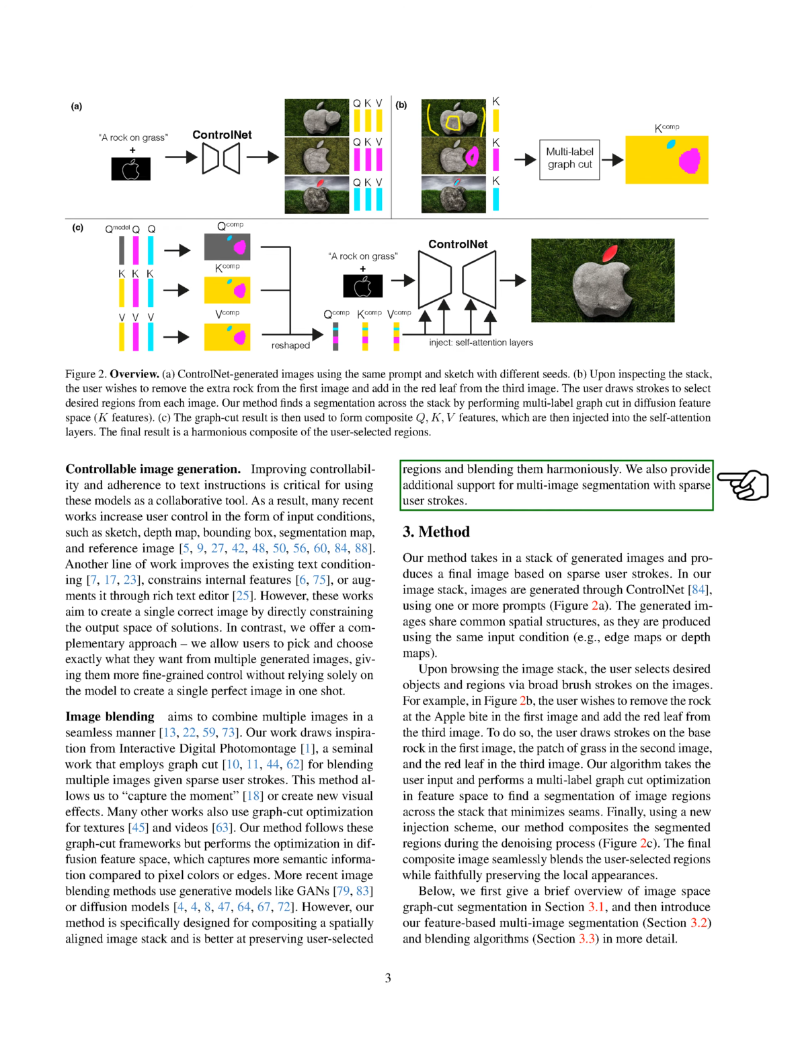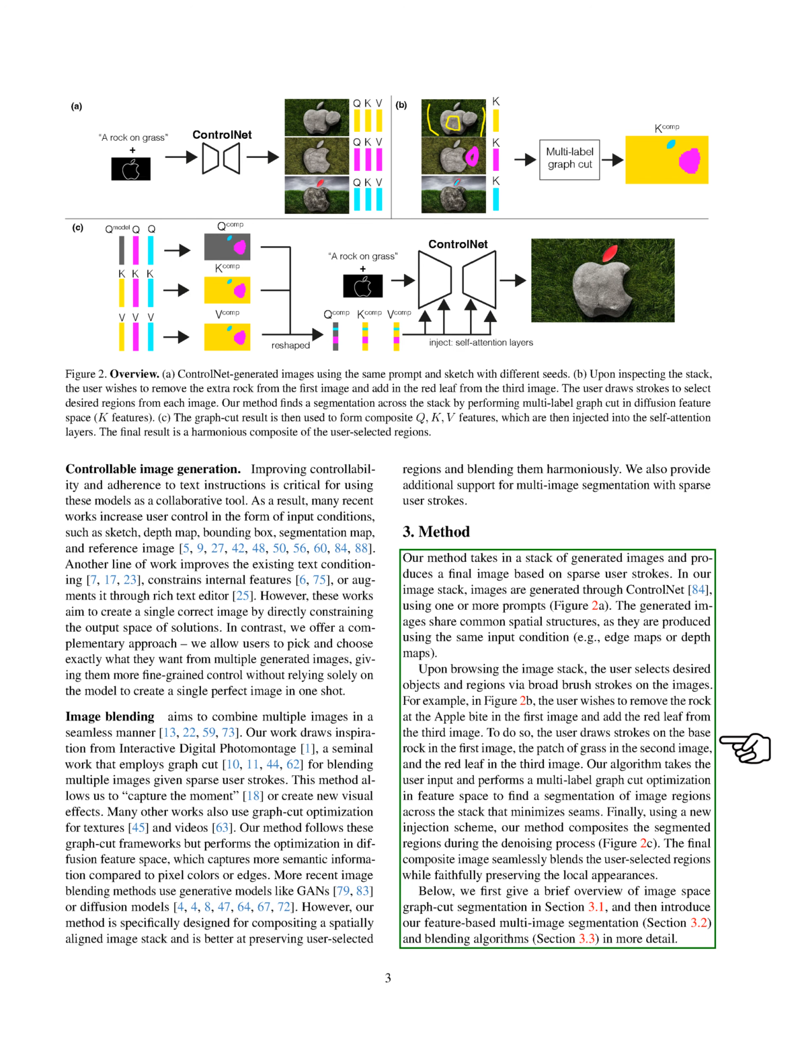Section: Method. In this section, we describe our method, which takes a collection of generated images and creates a final image based on sparse user strokes. Our image stack is generated using ControlNet with one or more prompts. The images share similar structures because they are created from the same input conditions, like edge or depth maps. As users browse through the stack, they can select objects and areas by making broad strokes on the images.